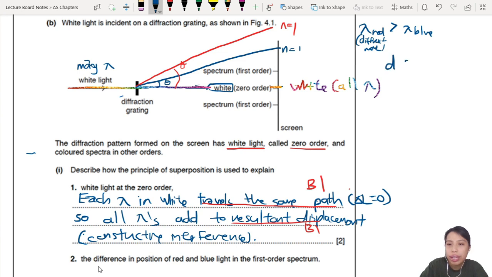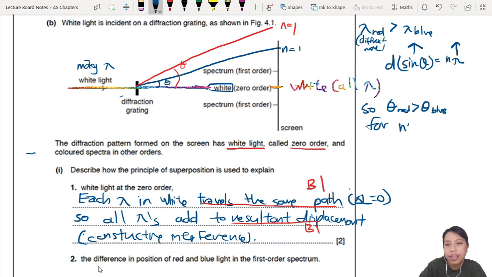Why? Because if you look at your equation, d sin theta equals n lambda. Everything else is constant. If your wavelength is longer, your angle somehow has to be bigger. Longer wavelength, larger diffraction angle. So therefore you can say your angle of diffraction for red is also bigger than the angle of diffraction for blue, for any order, for n equals whatever order. First order you compare, second order you compare.